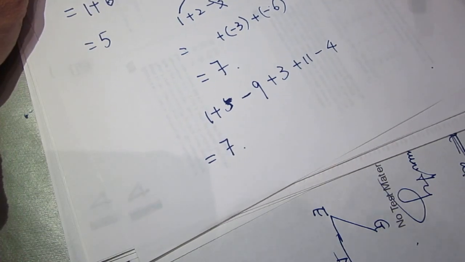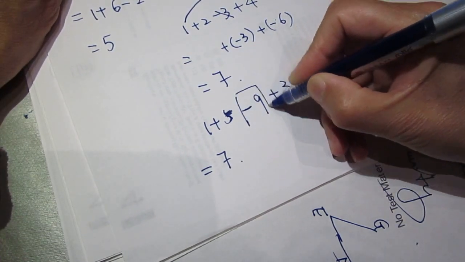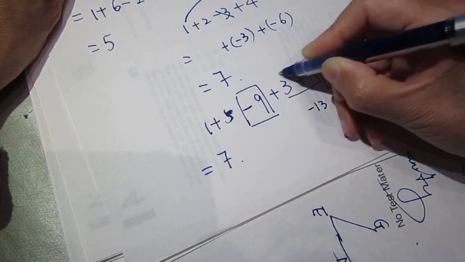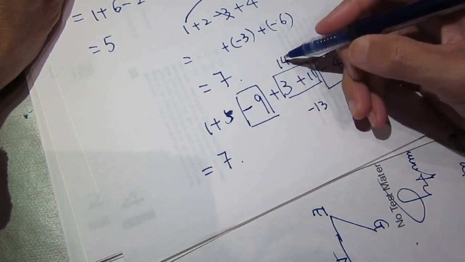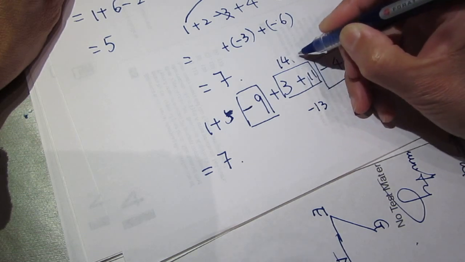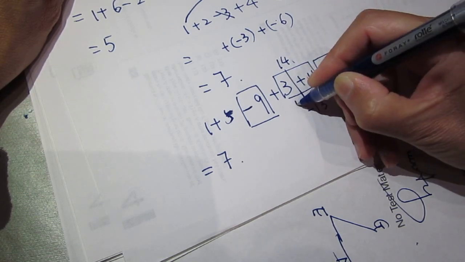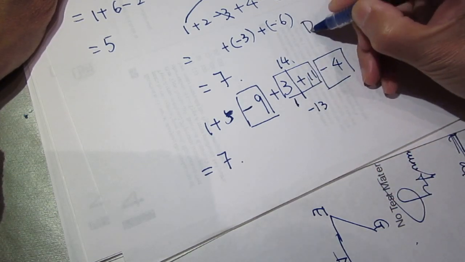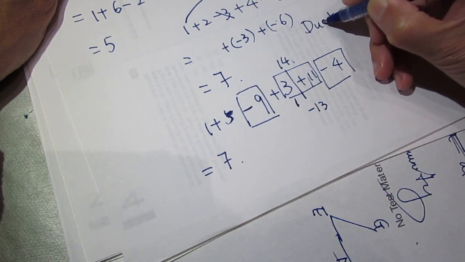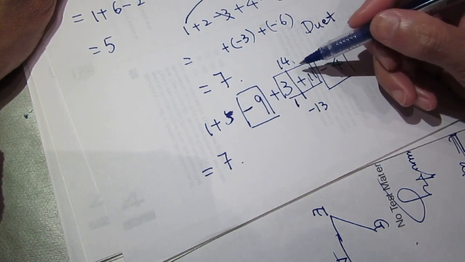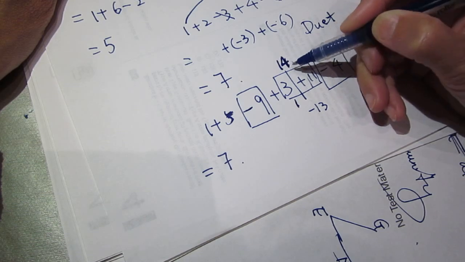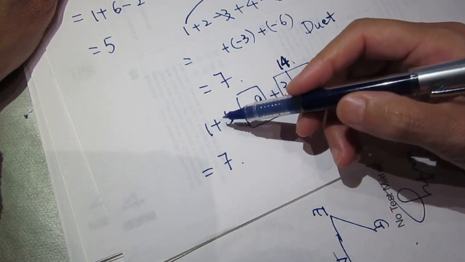Am I going too fast? Negative 13, positive 14, so these two together have one result. The two have a duet, and the winner chicken dinner. Winner gets 1. 1 plus 1 plus 5 equals 7.